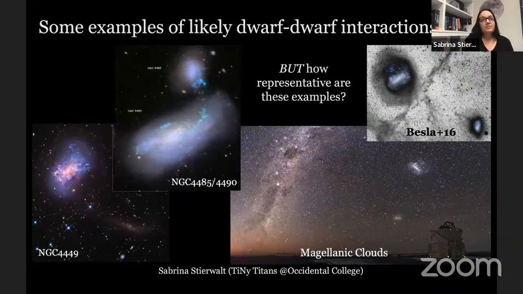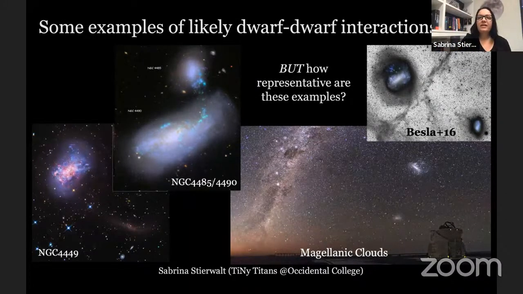So some examples of dwarf-dwarf interactions or mergers exist. Here I've put a couple, and one of my favorites, NGC 4485, 4490, is this beautiful system here, sort of in the middle top. You can see these nice clumps of new star formation in the galaxies that are sort of facing each other, suggesting that maybe this new star formation was inspired by the interaction with the other galaxy.